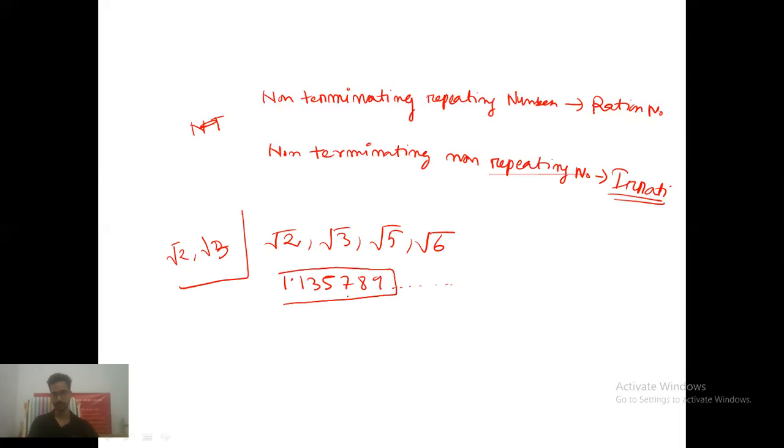It is non-terminating but non-repeating. After the decimal, are the digits repeating? Yes or no? The digits are non-repeating. That's why it is an irrational number. Clear? So these are the irrational numbers.